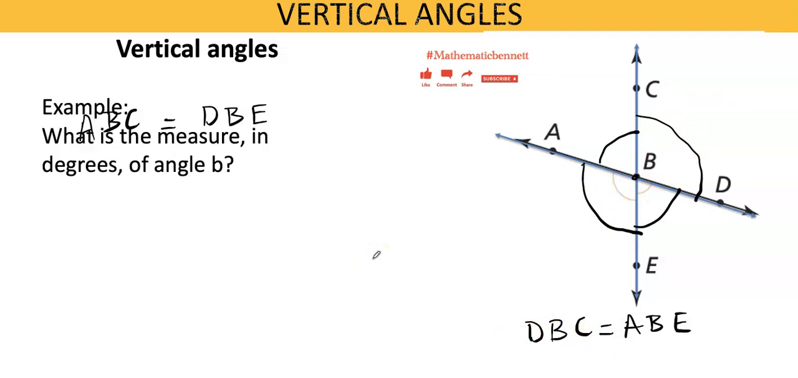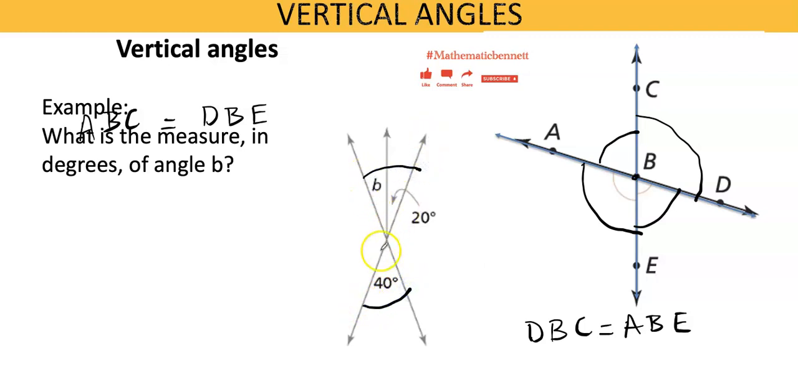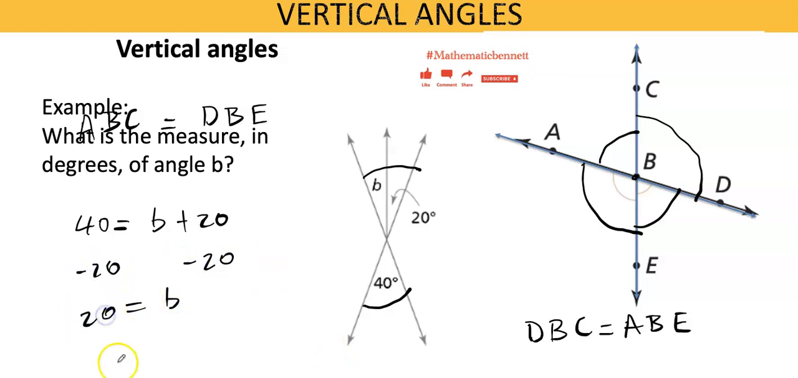What is the measure in degrees of angle B? If we know that vertical angles are equal, we can find the measure of missing angles. In this question, we notice that this angle is vertical to this angle because we can see two straight lines that are intercepted. So these two angles are vertical angles. We know that 40 would be equal to B plus 20. Since both angles are equal, we can write an equation. How do we get B by itself? We subtract 20 from both sides, and we see that B would be equal to 20. So the angle B would be 20 degrees.